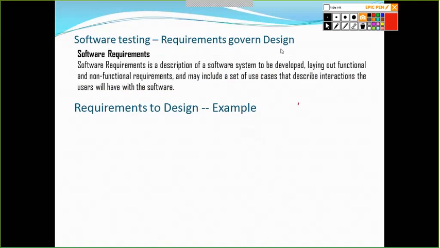So now, we spoke about requirement, we spoke about design, we spoke about testing. Now we are mapping each and everything. As I told you, first requirement comes, then they design, then they test the product. Now in this slide, we are saying that requirements govern the design. It means that when a requirement is there, that's when you have a design. For example, even for a car, right?